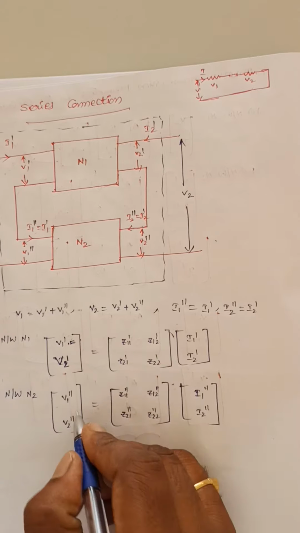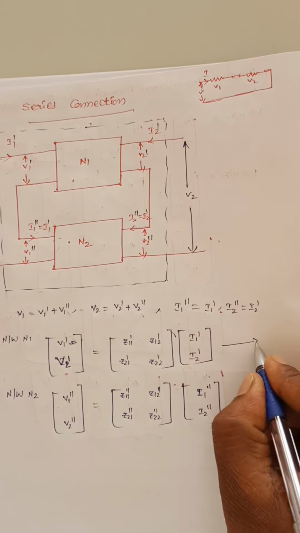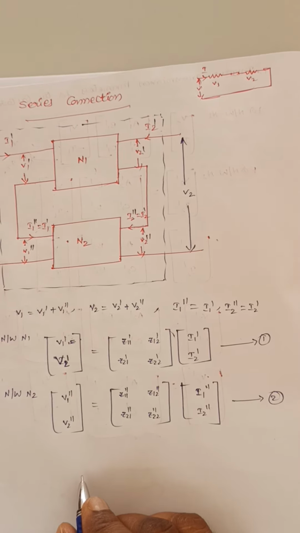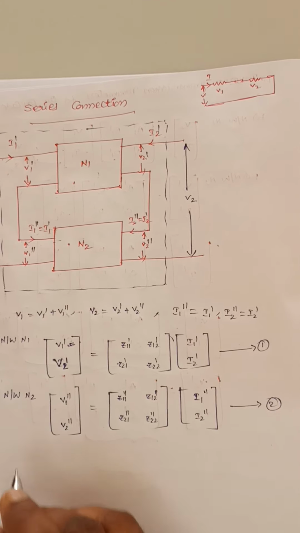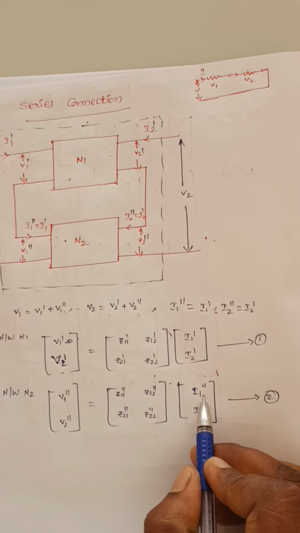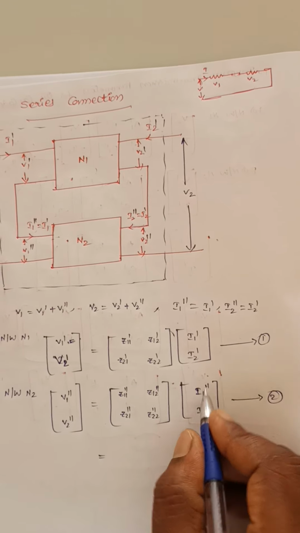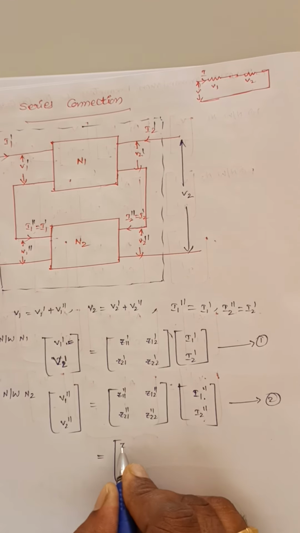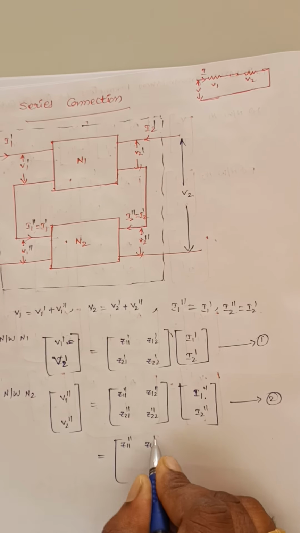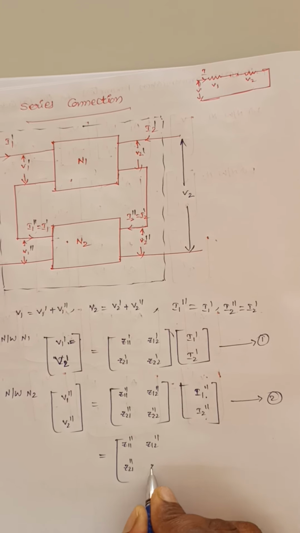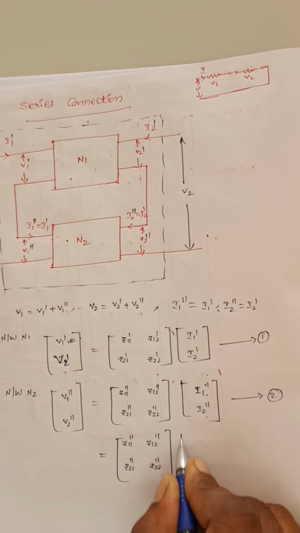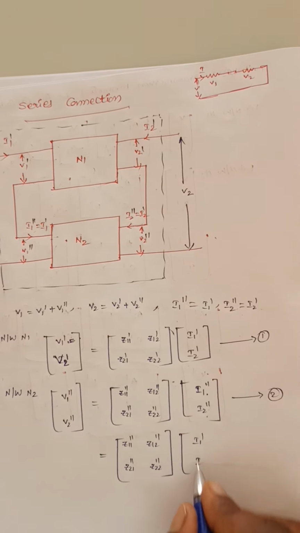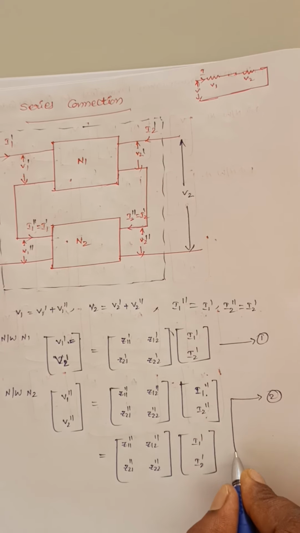Now you add these two equations, equation number 1 and equation number 2. What is this I1 double dash? I1 double dash is equal to I1 dash, and I2 double dash is equal to I2 dash. So in the equation with Z11 double dash, Z12 double dash, Z21 double dash, Z22 double dash, instead of writing I1 double dash, I am writing I1 dash, and I2 double dash is equal to I2 dash here. Now let us assume this is equation number 2.